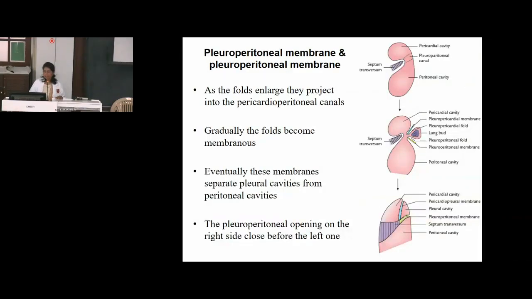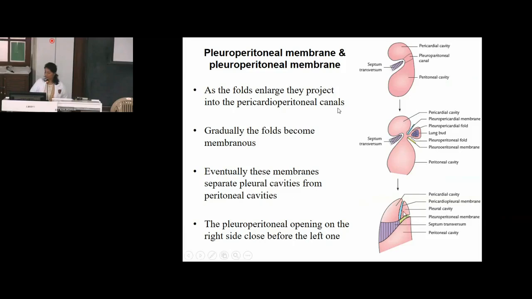Right? As the folds enlarge, they project into the pericardio-peritoneal canals. They are projecting and growing. Gradually, the folds become membranous. So, blue color here we can see is the pleuropericardial membrane. Yellow color is the pleuroperitoneal membrane. Now, eventually these membranes are separating the pleural cavities and the peritoneal cavities.